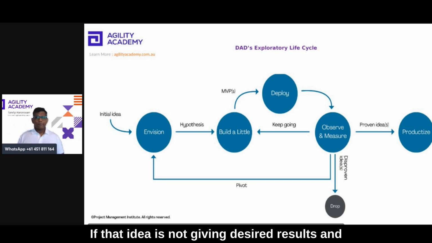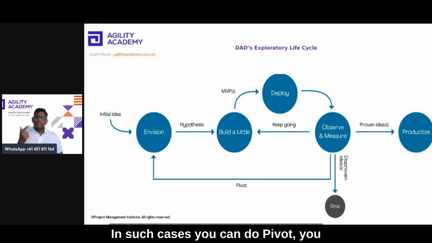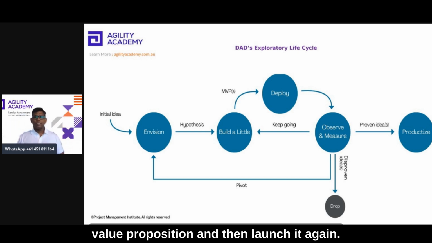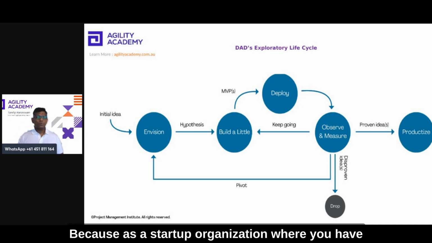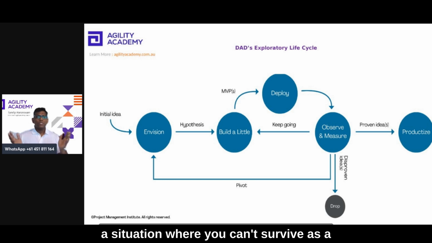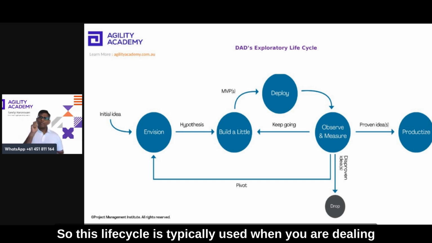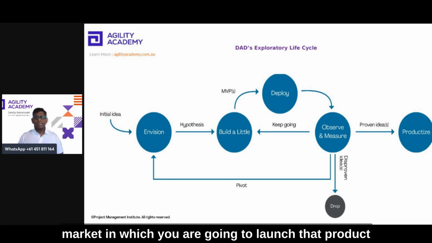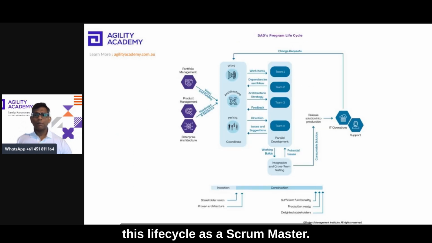If that idea is not giving desired results and there is not really positive customer feedback, then there are two options. Either you might be targeting the wrong customer, or you might be trying to launch your product or solution in the wrong marketplace. In such cases, you can change the whole value proposition and then launch it again. Or you can drop that idea then and there based on your new insights, because as a startup organization where you have got limited funds, you don't want to reach a situation where you can't survive as a company without making some profit. So this life cycle is typically used when you are dealing in a complex situation where the product itself or the customer and market in which you are going to launch that product is unknown. Then you'll be supporting the team by leveraging this life cycle as a Scrum Master.